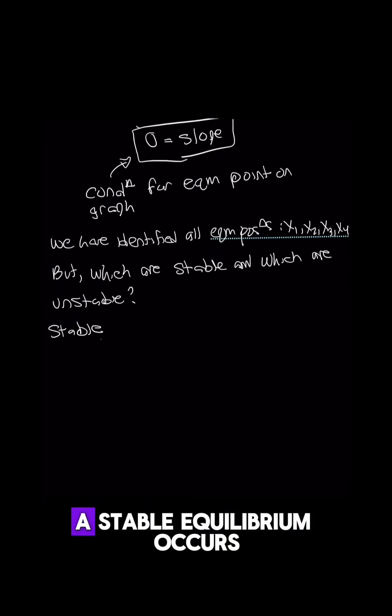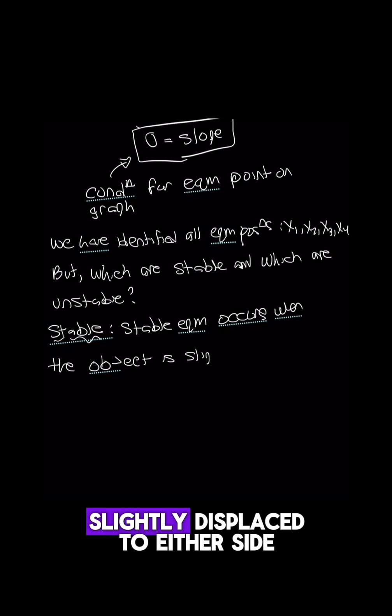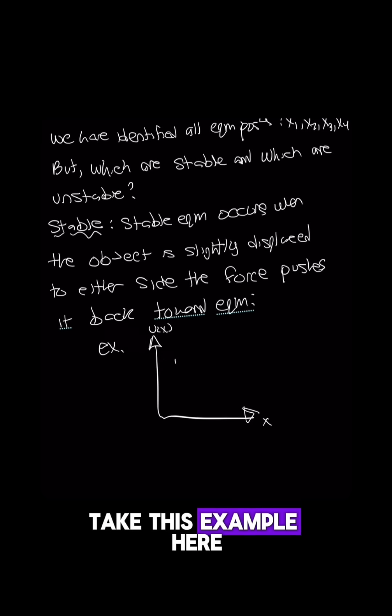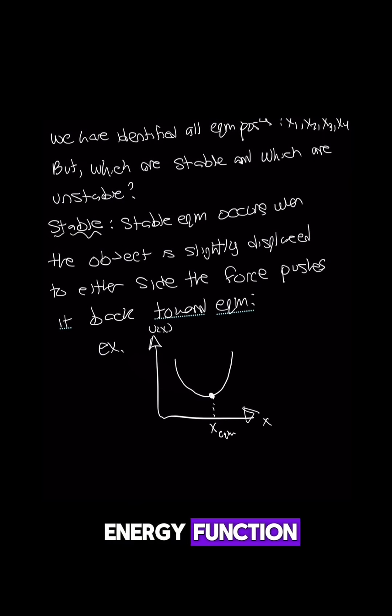So for stable, a stable equilibrium occurs when the object is slightly displaced to either side, and the force pushes it back towards equilibrium. Take this example here of this random potential energy function. This is the equilibrium point.